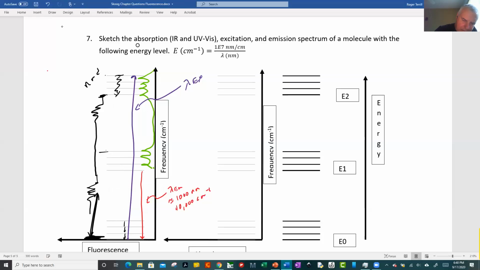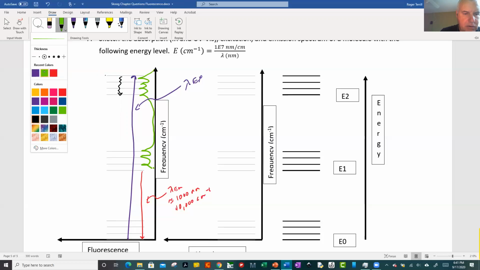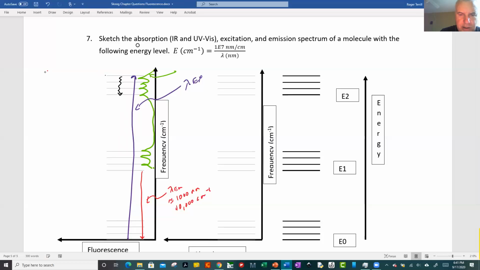So maybe I could color code that instead of crayoning it to death. Okay. I'm going to try again. I'll use black for the non-radiative decay, right? So we've got non-radiative decay down to that level, right? So this is the excitation. The green is the excitation. Let me draw that in. Green. This is the excitation.